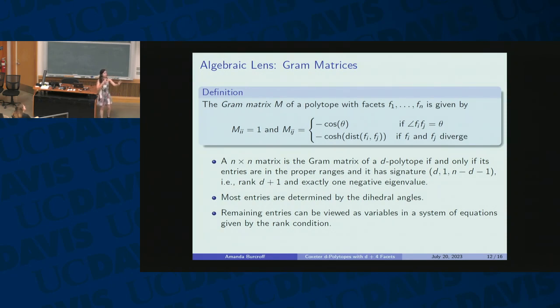And so because most of the entries of our matrix are going to be determined by the dihedral angles, if we've already, from the previous restrictions, picked out what some of these dihedral angles will be, we can then view the remaining entries as variables in a system of equations given by the rank condition, the fact that this Gram matrix needs to have rank d plus 1.